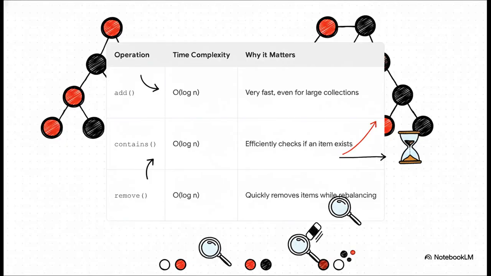And this table shows you why that red-black tree is such a big deal. Look at the performance for adding an element, checking if something's in there, or removing it. It's O(log n). So what does that mean in plain English? It means it's incredibly efficient. As your collection gets bigger and bigger, the time it takes to do these things barely increases. It scales beautifully, which is a massive win for performance.